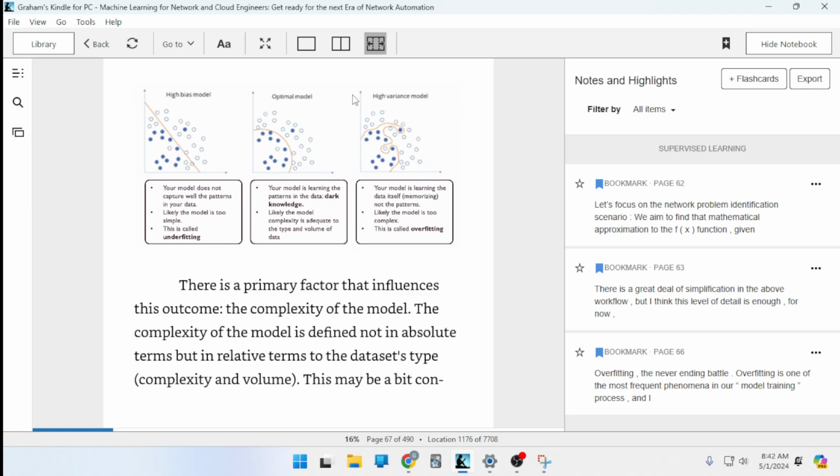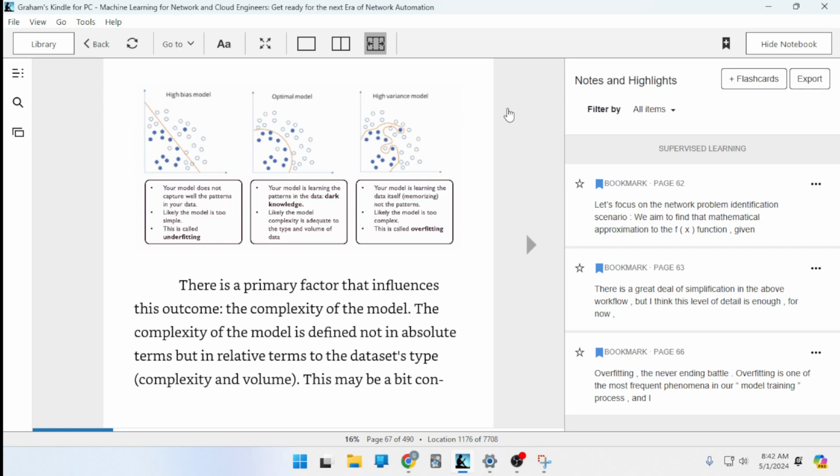Then we've got the optimal model. Your model is learning the patterns in the data. Dark knowledge, I would also call hidden insights, deep knowledge would be better. I don't like that word dark. It just makes it confusing as to what's actually happening. Likely the model complexity is adequate to the type and volume of data. So we can see the data kind of looks like it's curved a bit. So we've got a curved line representing the data, which is much more accurate than a straight line, which doesn't capture this curve at all.